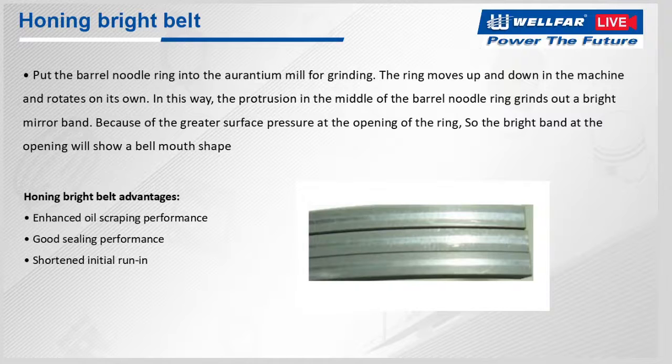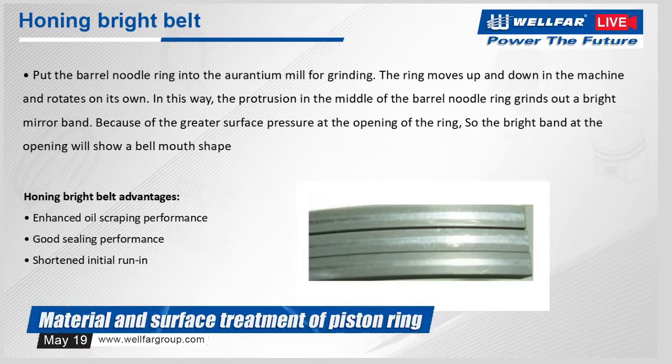The honing bright belt is to put the barrel face rings into the mold for grinding. The ring moves up and down in the machine and rotates on its own. In this way, the protrusions in the middle of the barrel face rings grind out a bright mirror band. Because of the greater surface pressure at the opening of the ring, the bright bands at the opening will show a bell mouth shape. These are the main honing bright belt advantages. It can enhance oil scraping performance with good sealing performance, and it can also shorten initial run-in.